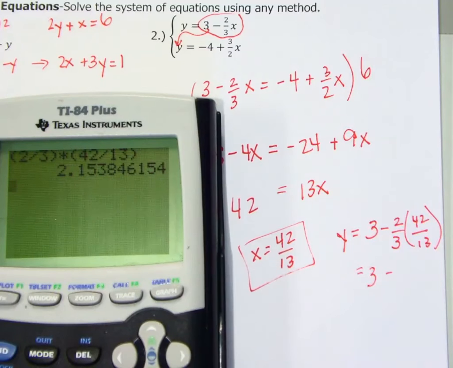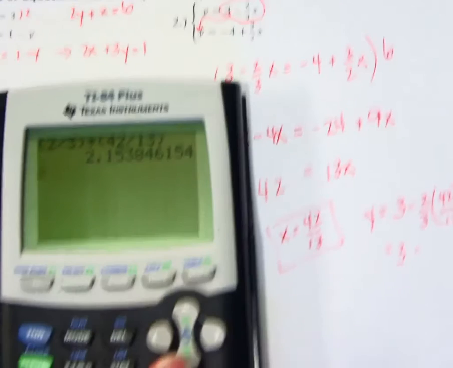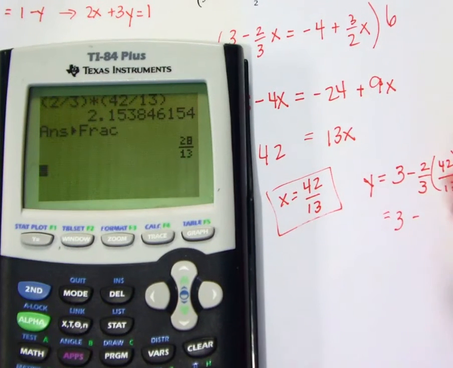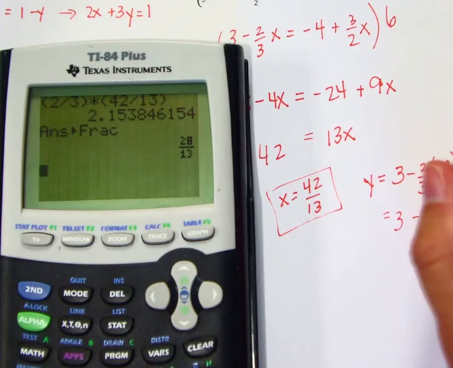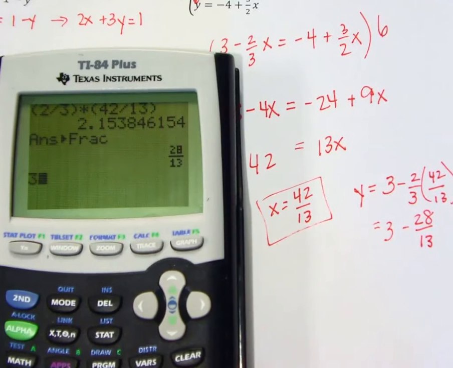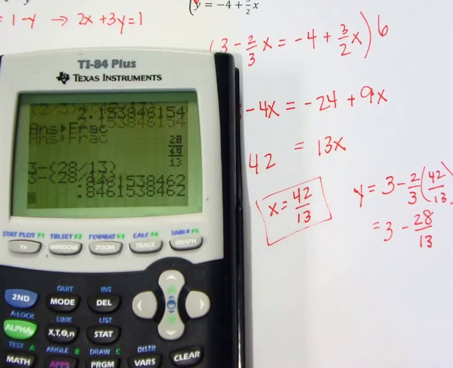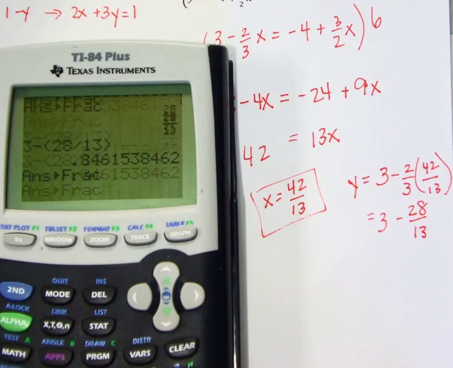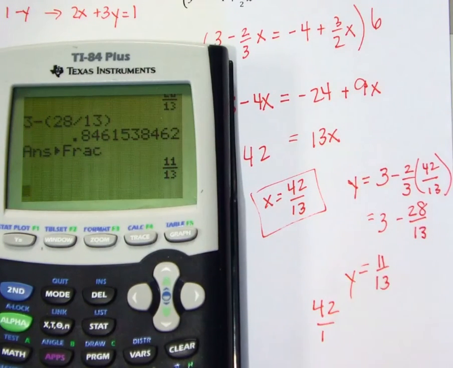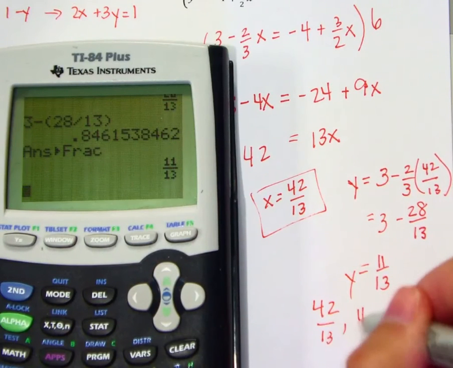And then when you hit enter, it will give you a decimal, but some of you are going to know this, math, which is right underneath your alpha button, and then option number 1 will turn it back into a fraction for you. And it's not only a fraction, but it's actually the simplified fraction as well. And then from there, you can go ahead and do 3 minus that fraction. And then again, math number 1, hit enter, and then it will give you the simplified fraction that you need. So we should have 42 over 13 and 11 over 13.